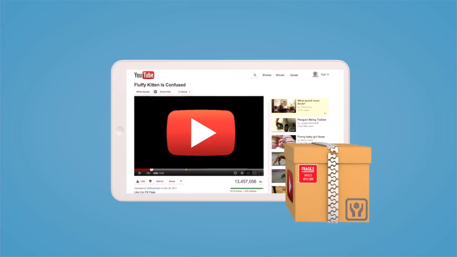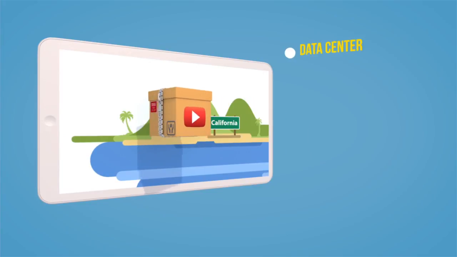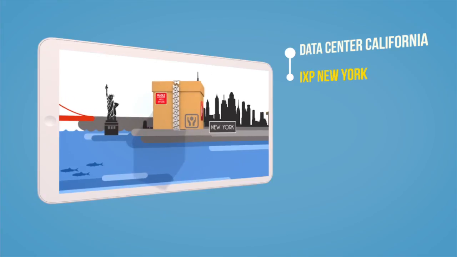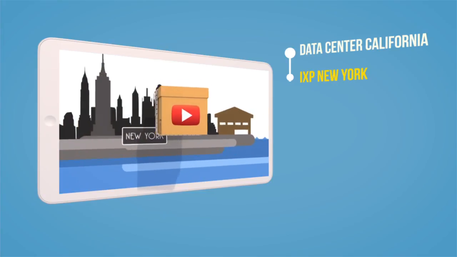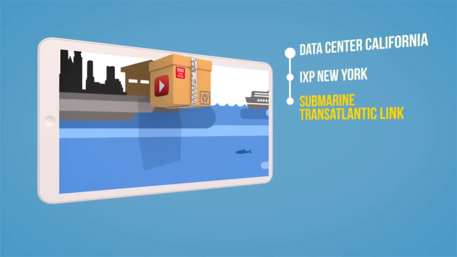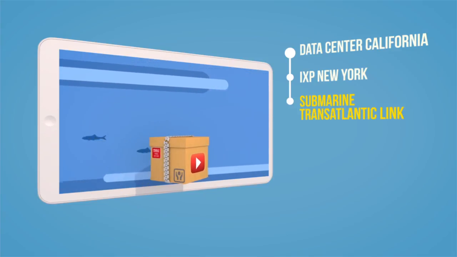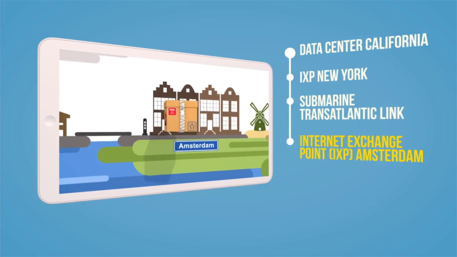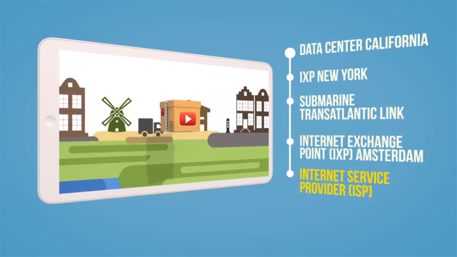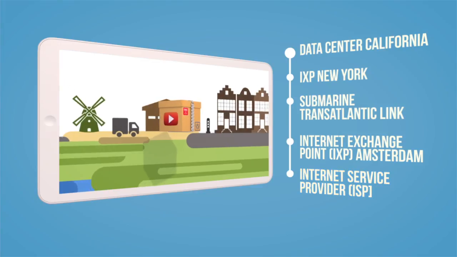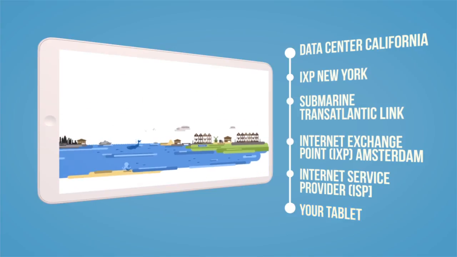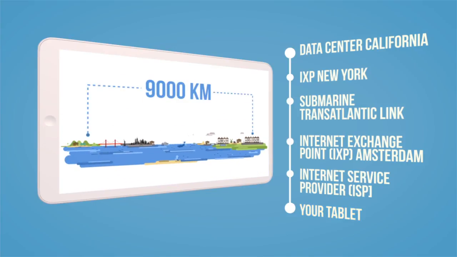Let's say it's stored in a data center somewhere in California. Via a transit network, it travels to an internet exchange point in NYC. To cross the ocean, the data package is handled by a submarine transatlantic link. Once on the other end of the Atlantic, it is treated by an internet exchange point in Amsterdam and transported to the network of your internet service provider. This ISP transfers the data package the last mile to your home and to your tablet. And this distance, a journey of 9,000 kilometers, is passed within seconds at the speed of light.